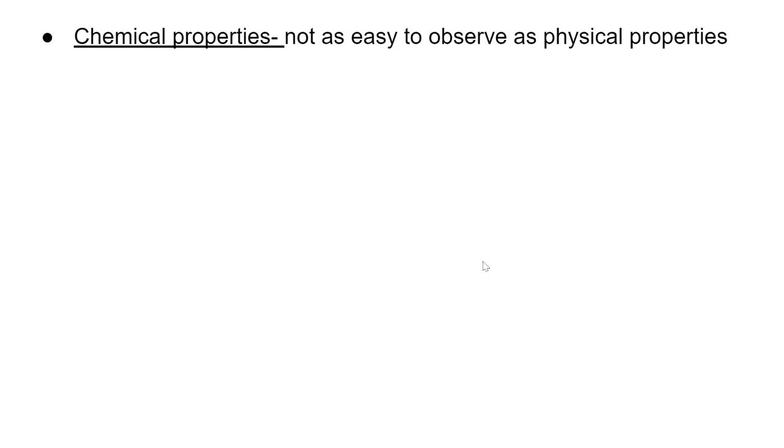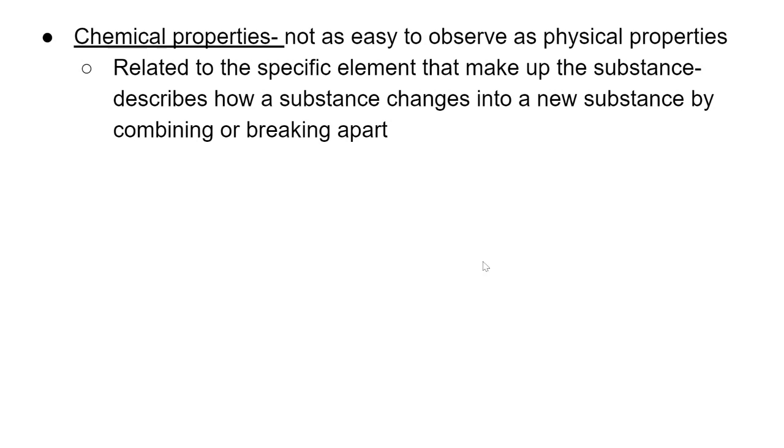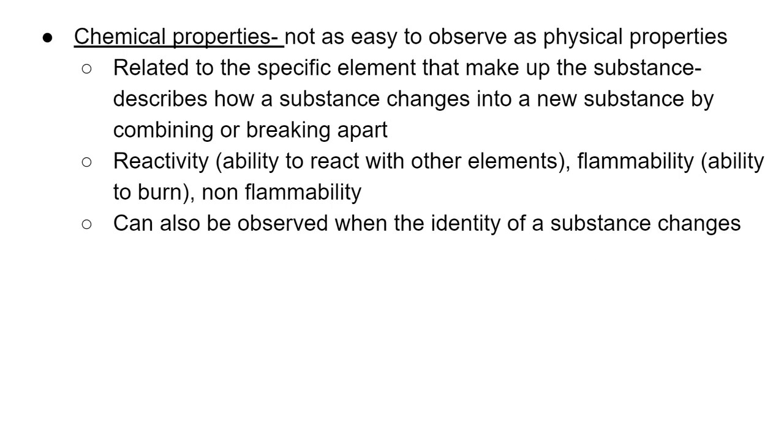Flip side of physical properties is chemical properties. Chemical properties are not as easy to observe. A lot of times to see a chemical property, you have to see it change. So you can't just see a chemical property by looking at it. But there has to be some sort of chemical reaction in order to see chemical properties.